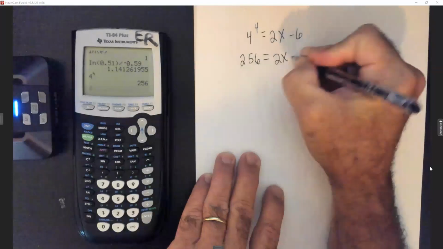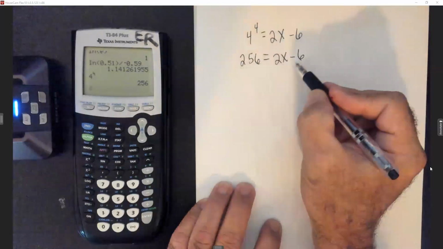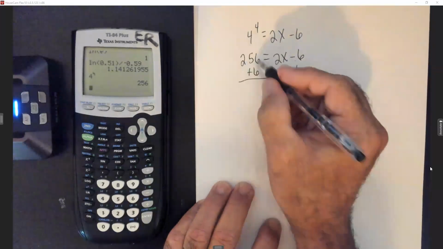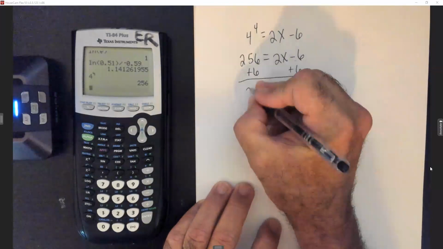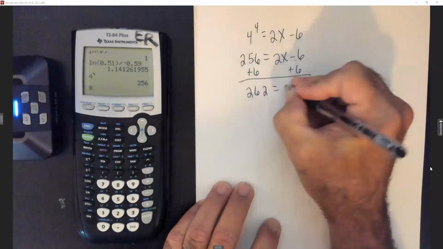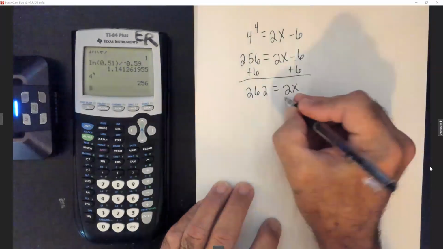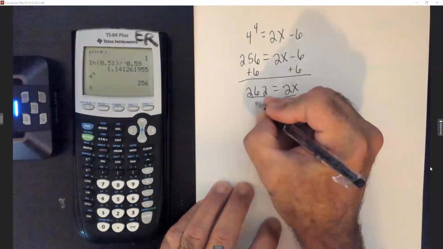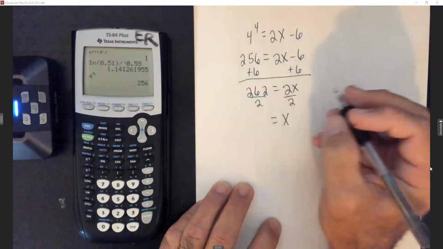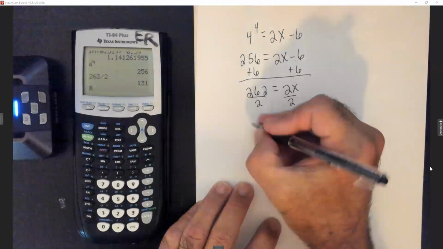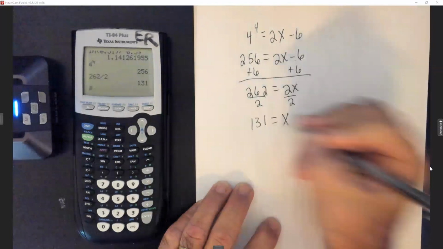And y'all, to solve this, I'm going to add 6. Get that x by itself. So 256 and 6 is what? 262 equal to my 2x's. And then the final step, divide by 2. So that my x equals, let's see, I think that's 131. So 131 equals my x.